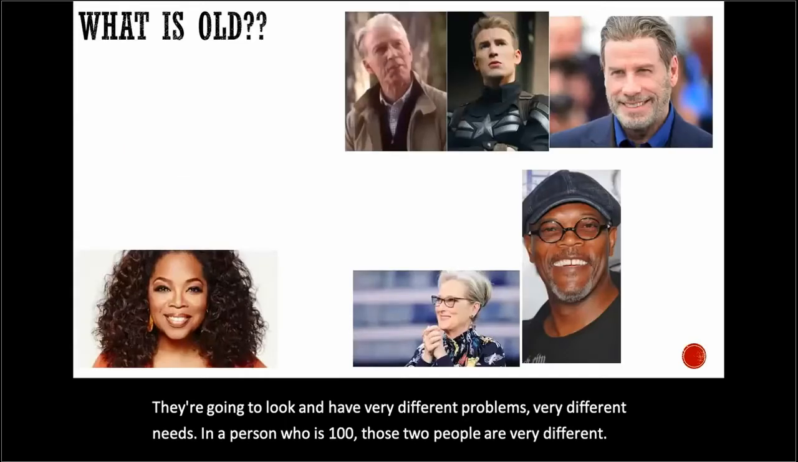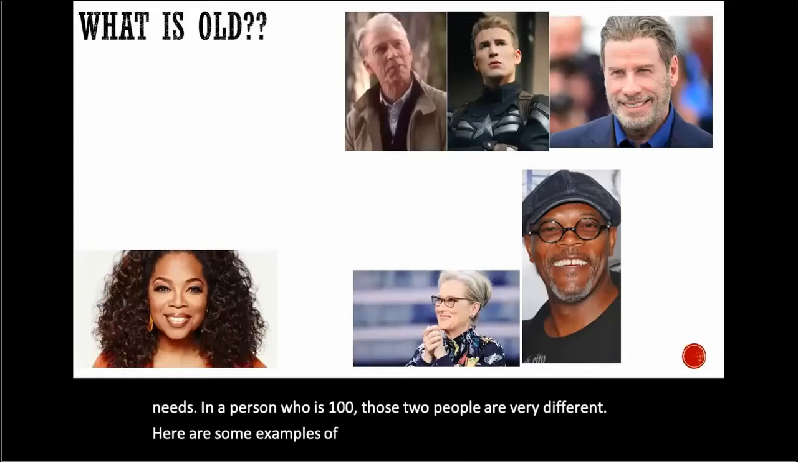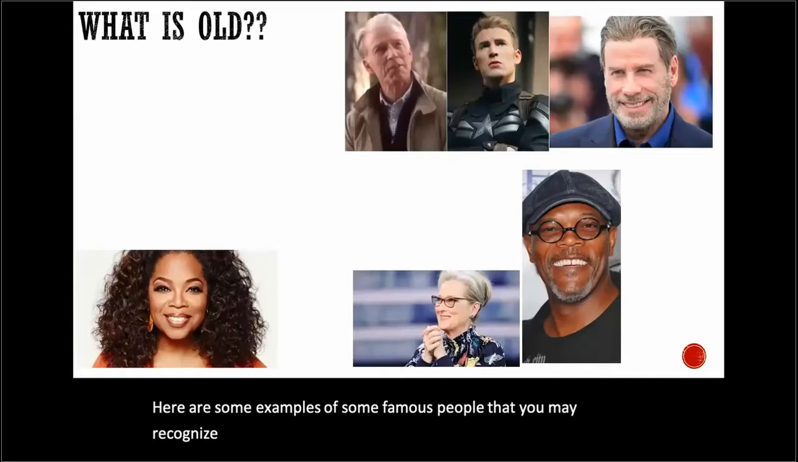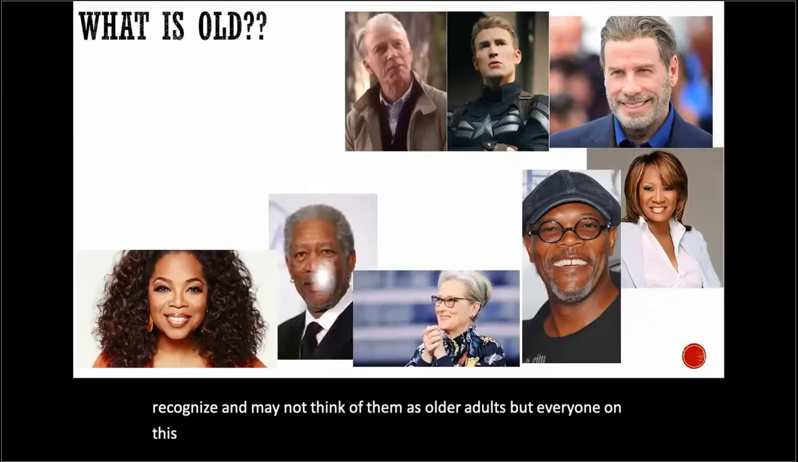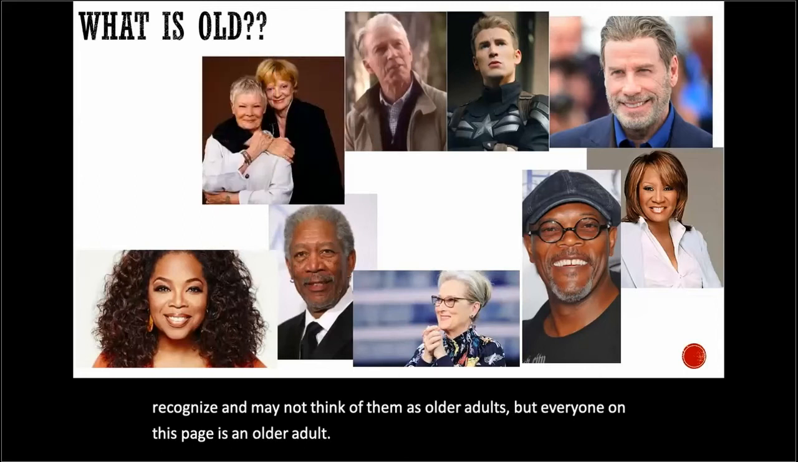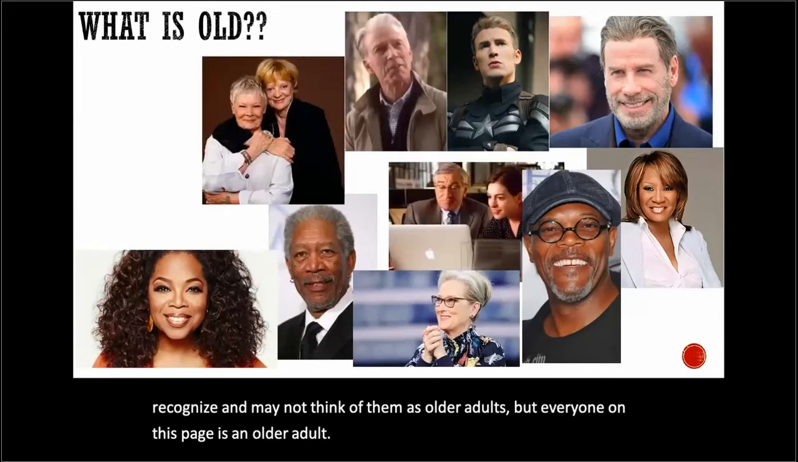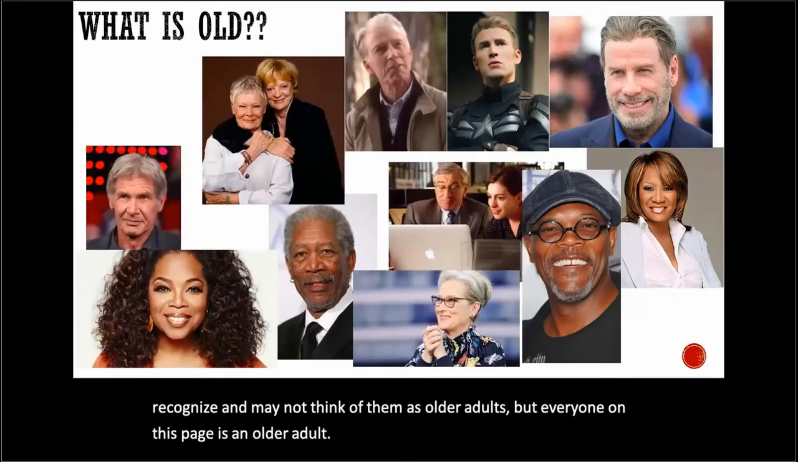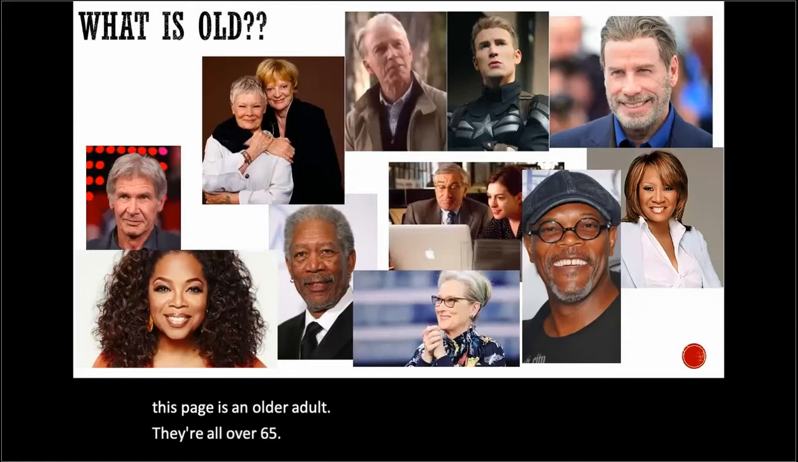So here are some examples of some famous people that you may recognize and may not think of them as older adults, but everyone on this page is an older adult. They're all over 65. Like Oprah, look at this picture of her. She doesn't look 65, but she is.